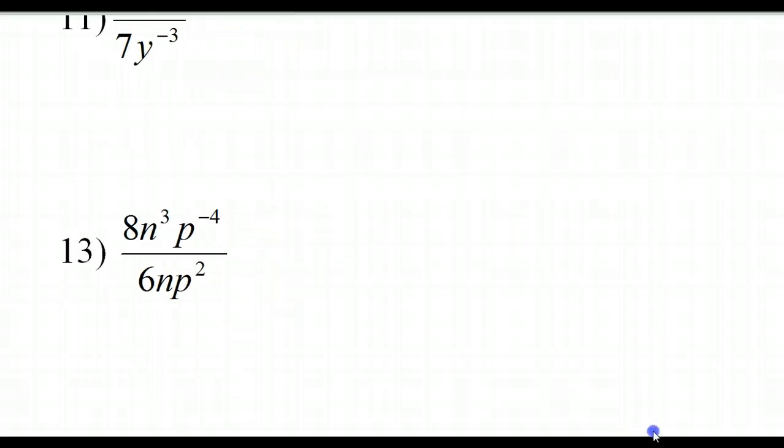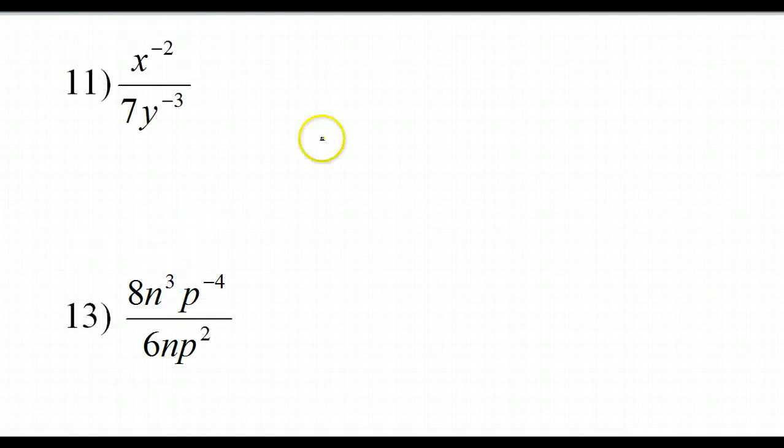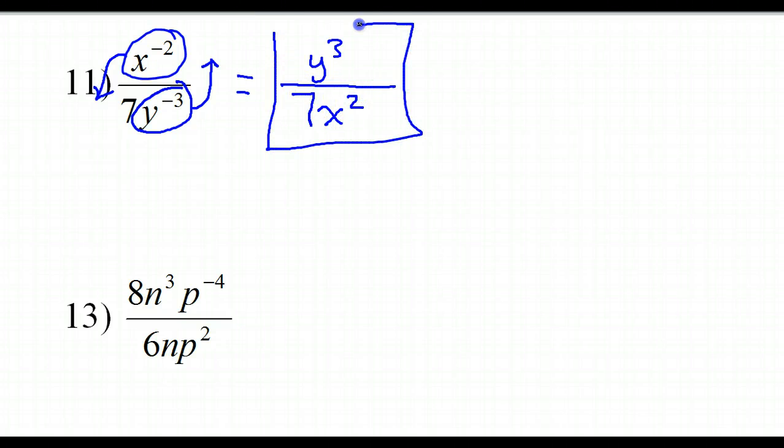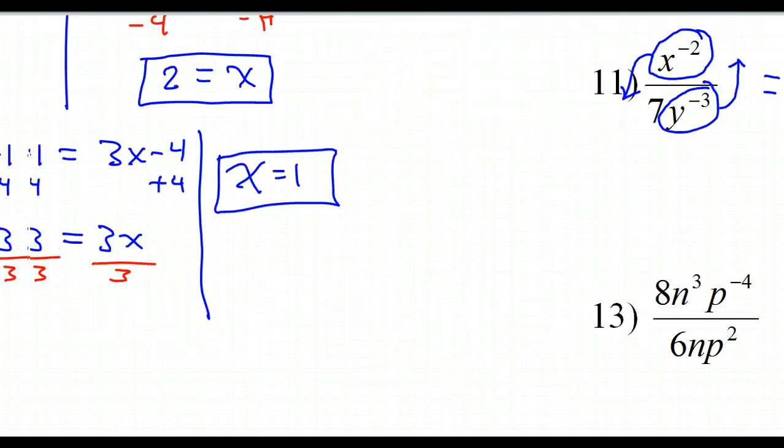Time to simplify again. Let's go over to number 11. Here's number 11. Now, both of these have negative exponents, so that means both of these expressions are going to move to the other side of the line. The x is going to go down, and the y expression is going to go up. Notice that the 7 does not have a negative exponent, so the 7 is not going to go anywhere. Right? So the 7 will stay where it is. The y goes up and becomes y to the third power. The x goes down and becomes x to the positive 2 power. So that would be your answer, number 11. All right, let's look for number 12.